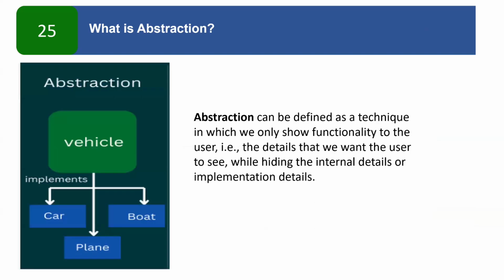Question number 25. What is abstraction? Abstraction can be defined as a technique in which we only show functionality to the user. For example, the details that we want the user to see, while hiding the internal details or implementation details. This diagram shows abstraction: vehicle, implementation, car, boat, and plane.